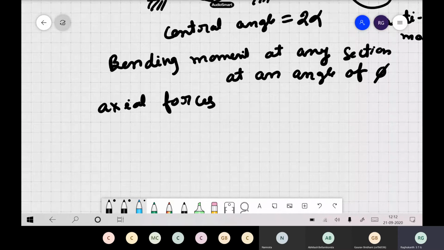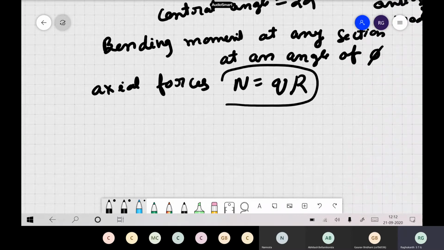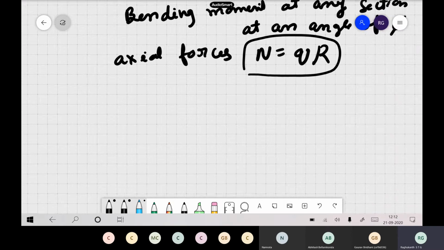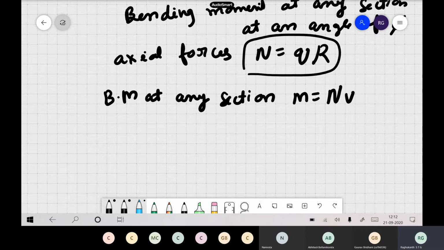So generally you can find out that the axial force in the arch is some q times r itself. So this is our axial force in the arch. Bending moment, if you try to find out at any section because of this uniform radial q, becomes M is equal to N times v, where v is the radial displacement here. So this becomes qr times v. This is the bending moment at any section, which you can write in terms of qrv.